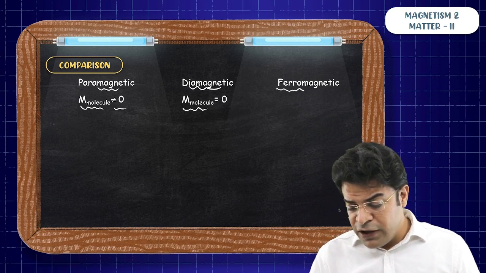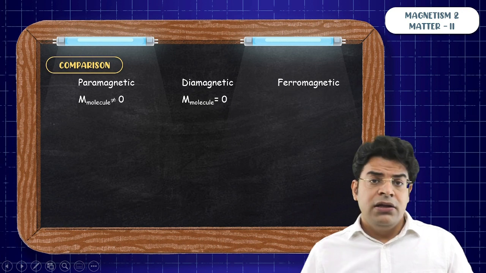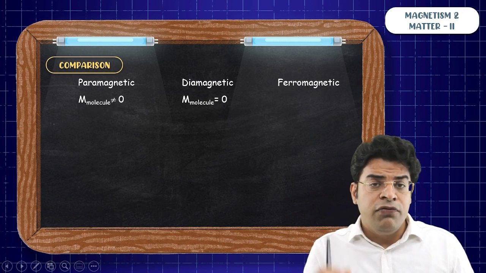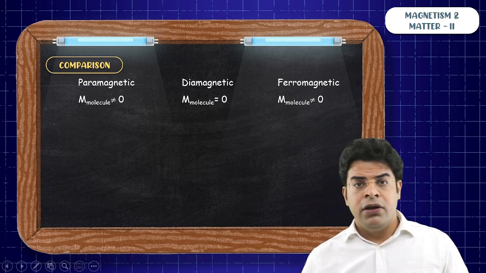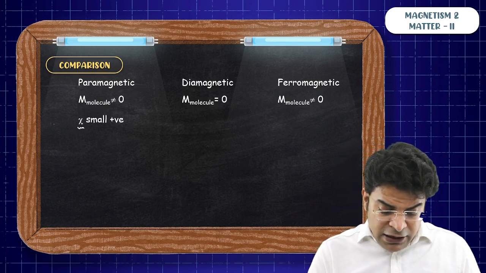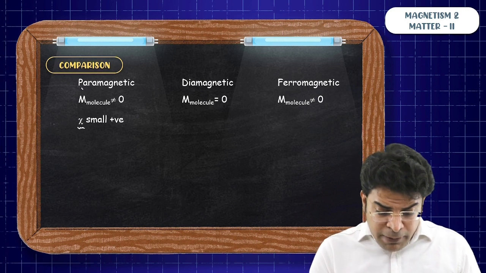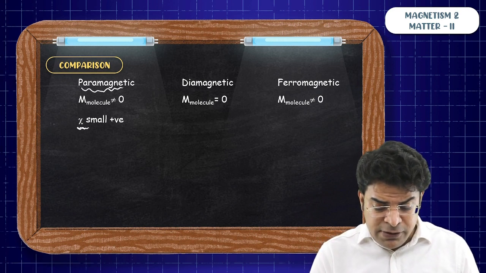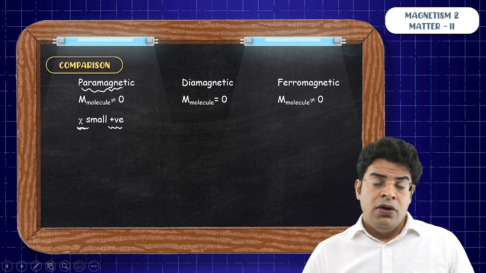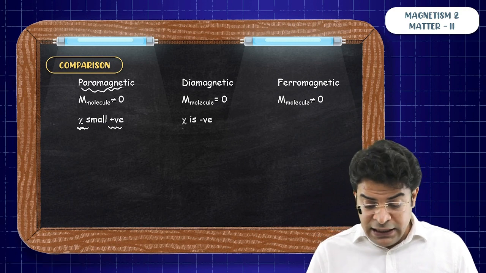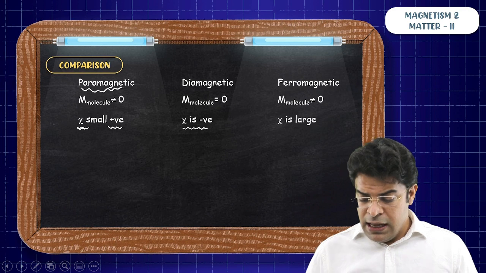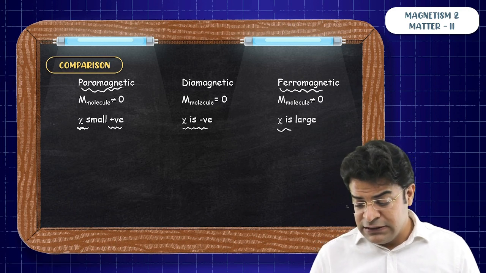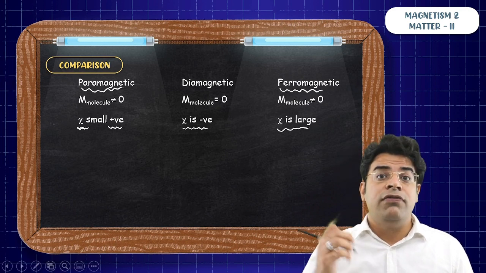And in case of ferromagnetic substances, again, the net magnetic moment of each molecule is non-zero, just like that of paramagnetic. If you look at the value of susceptibility, for paramagnetic substances, the susceptibility is a small positive number. For diamagnetic substances, it is a negative number, but the magnitude is less than 1. And for ferromagnetic substances, susceptibility is large, of the order of 1000.